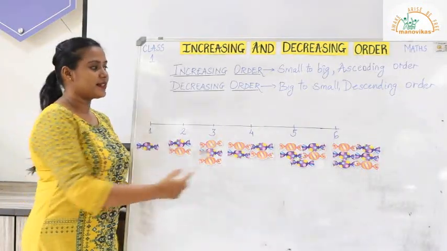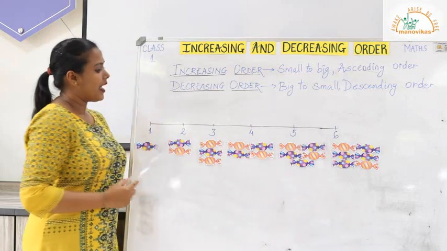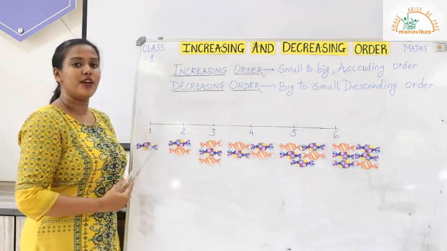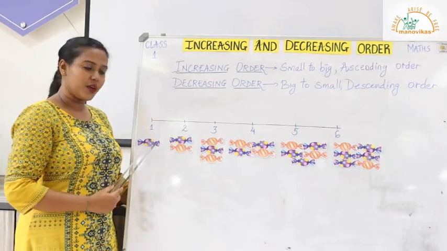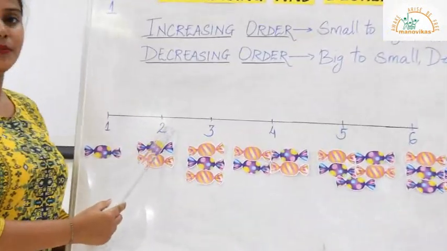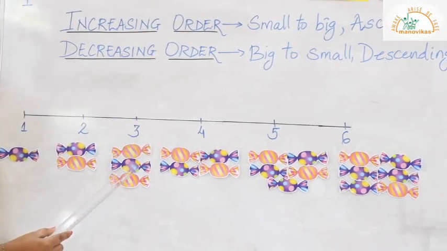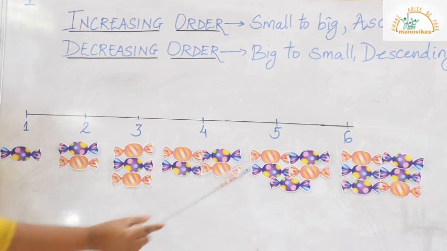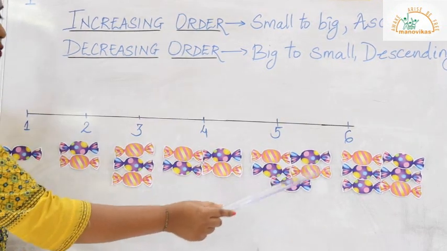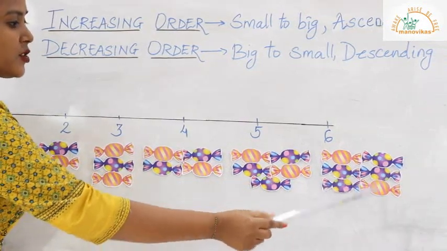So students, here is a number line with numbers from 1 to 6. And I have denoted each number with chocolates. So number 1, we have 1 chocolate. Number 2, we have 2 chocolates. 3, we have 3 chocolates. 4, we have 4 chocolates. 5, we have 5 chocolates. And 6, we have 6 chocolates.